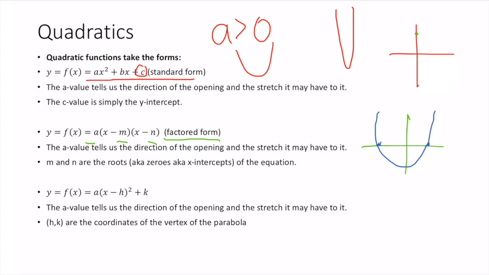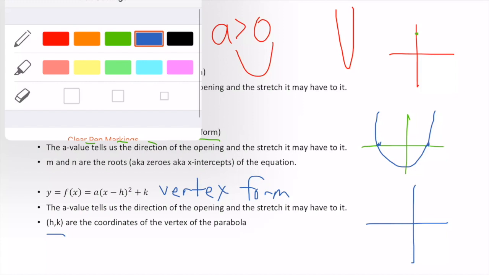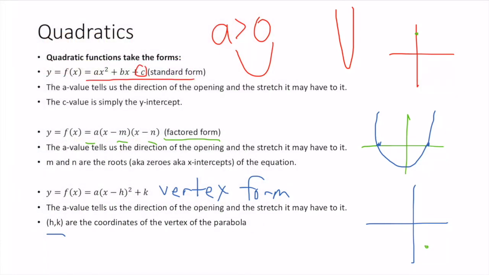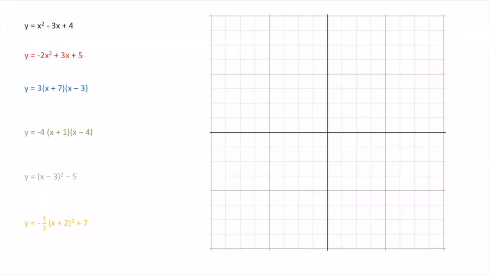And then the last form is vertex form. a is the same thing again, the direction of the opening and the stretch. And then h and k give the vertex of the parabola. So it's just an ordered pair, an x, y, and it tells us the vertex. So it also gives us the max or the min. We'll go through a bunch of examples here and what they will look like.